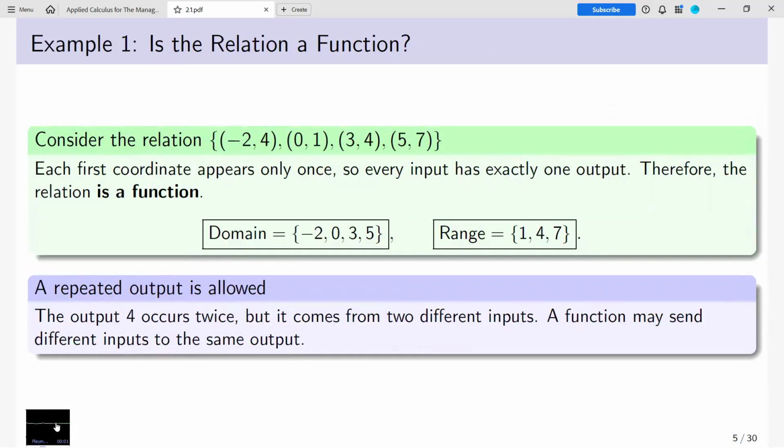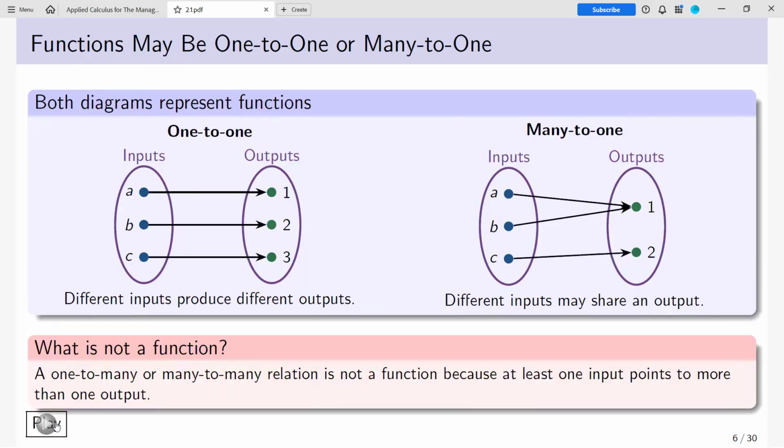This relation is a function because no input is paired with more than one output. The output 4 is repeated, and that is allowed. Functions control the number of outputs per input, not the number of inputs per output. A one-to-one function gives different outputs to different inputs. A many-to-one function allows several inputs to share an output. Both are functions because each input still has exactly one arrow leaving it.